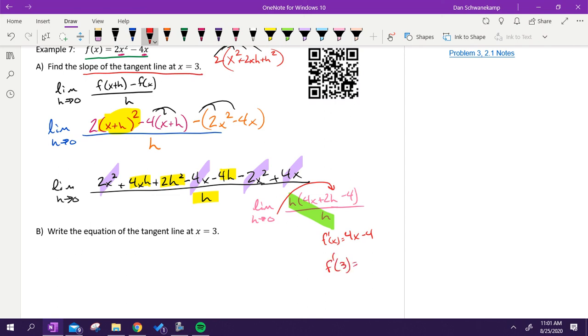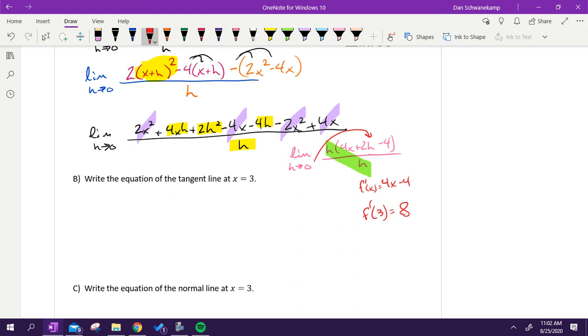My first period, I had a girl that did all her homework. She did everything right, and a lot of people did this. Actually, it was like 5 different kids. They would get to this, then they'd plug in 3, and they'd get the wrong answer. Okay, be careful. 4 times 3 is 12. 12 minus 4 is 8. Got some 7s earlier, got some 9s. Just be careful.